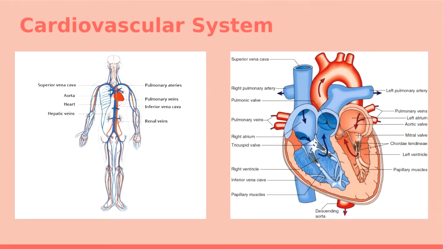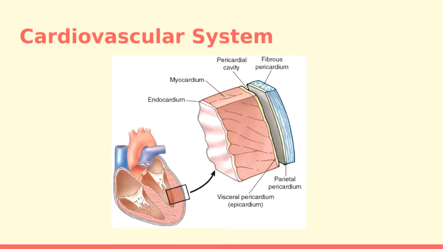Next slide is more details about the heart, and the picture shows you the layers of the heart, starting from the innermost layer. The innermost layer is called the endocardium. Then there's the middle layer of the heart called the myocardium, and then there's the epicardium, which is the external layer of the heart. There's also the pericardium. It's the membrane that surrounds and protects the heart.